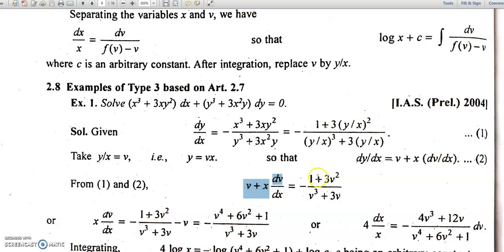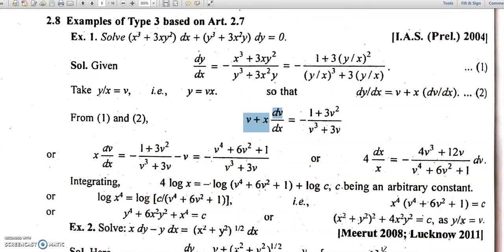And the right hand side will be minus 1 plus 3v square by v cube plus 3v. Next you take v to the right hand side. So what we get? x dv/dx equals minus 1 plus 3v square by v cube plus 3v, minus v. After calculation you get this. Now you can separate the variables. So what you get ultimately is 4 into dx by x, and the right hand side this value.